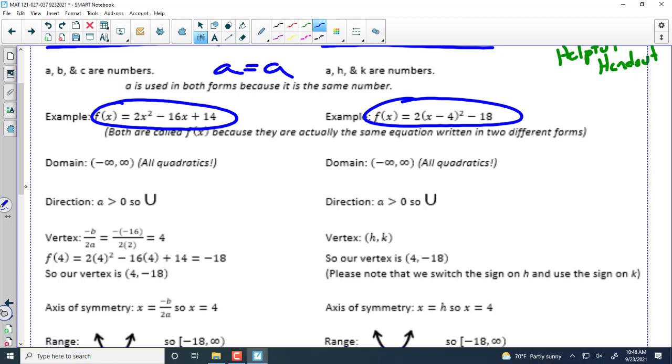What's the domain of every quadratic, no matter what form it's written in? Negative infinity to infinity, that's right. And whether or not you're dealing with the form we did last time or this new form today, you've got that A value in front. And that A value in front still is responsible for telling you which direction it opens, up or down. That's not going to change. You still look at the number in front of the whole thing. That will tell you if you're going to open up or down.